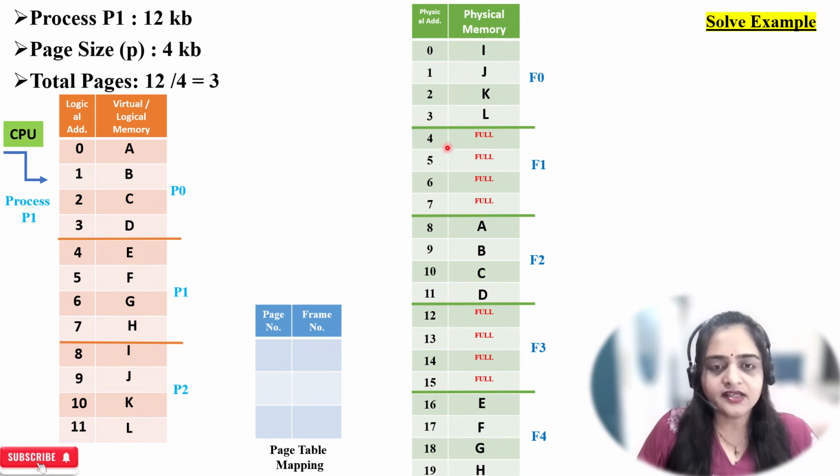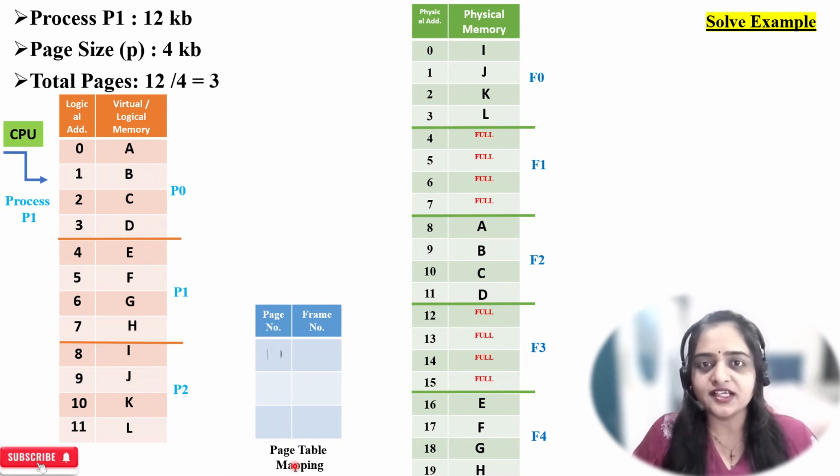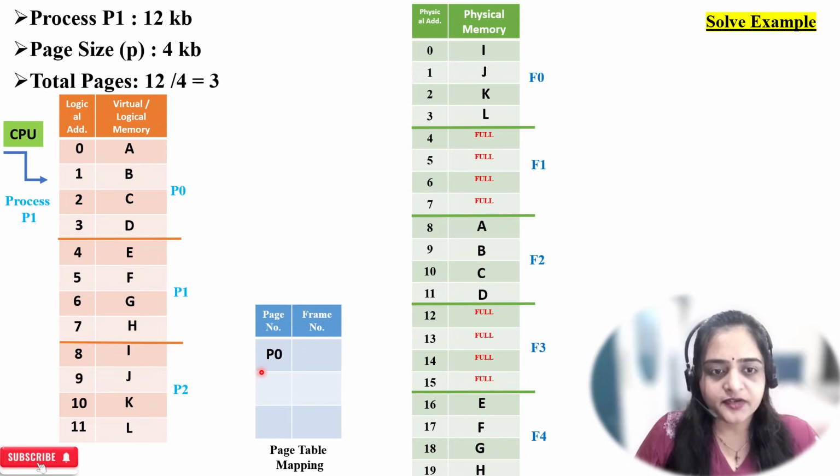Clear? Now in between that, the page table. The page table is used for mapping purposes. It maps your logical memory to physical memory, or we can say that it converts a logical memory address to a physical memory address. Now see here. Your first page is P0. P0 is stored into frame 2. So just mention here, P0 is stored into frame 2. Now the second page P1 is stored into F4, that is frame 4, and page P2 is stored into frame 0.